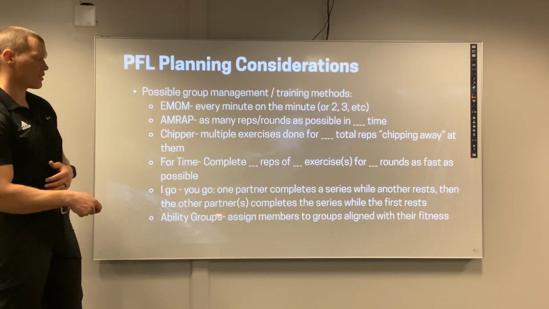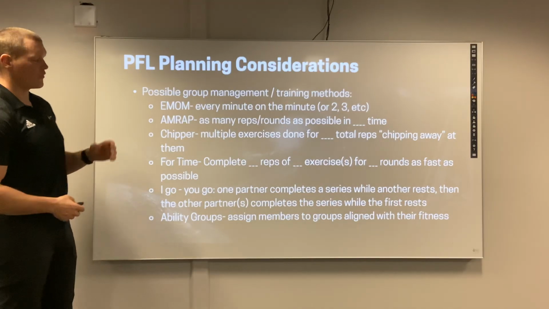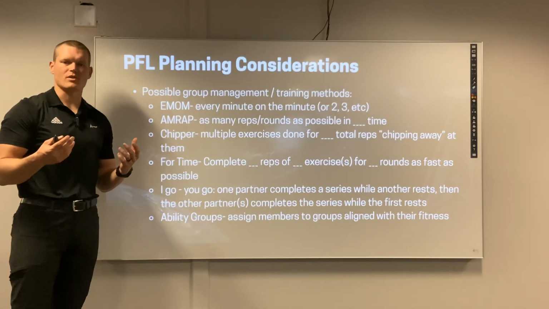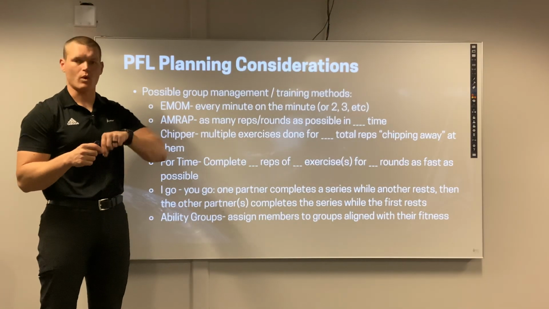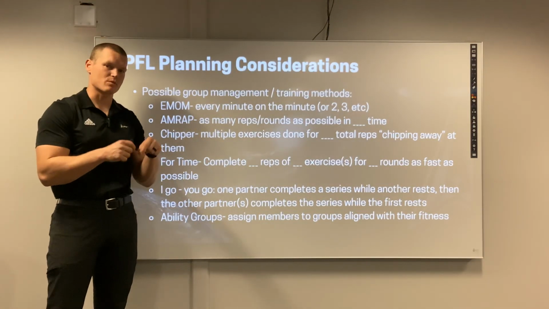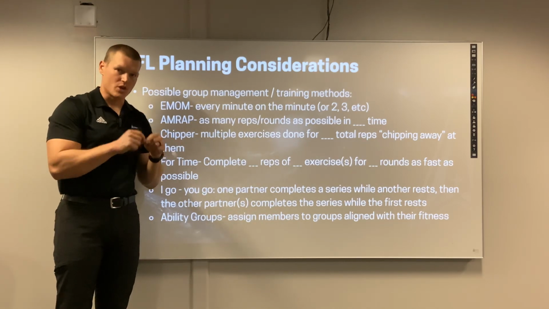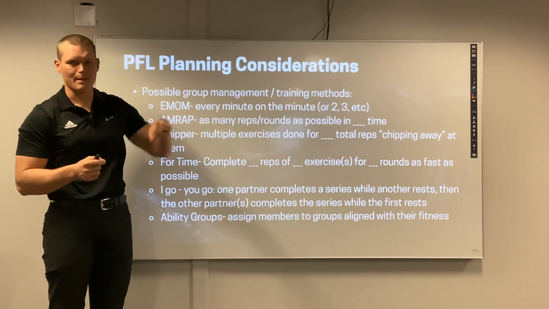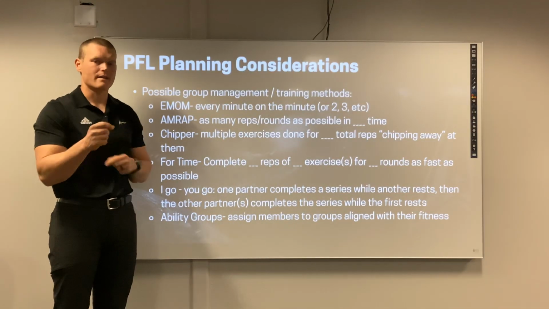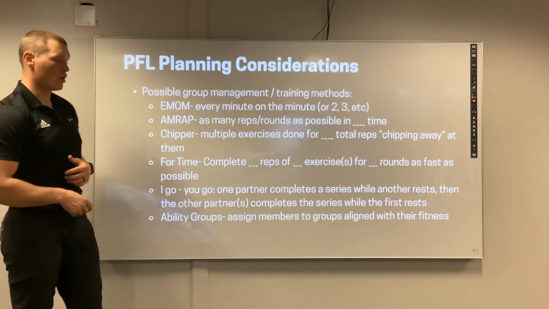Then the other partner or partners completes that series while the first person rests. So if we had, let's say, 1 lap on the track, I might have partner A go one lap around the track, and then partner B is resting while A is going. And then partner B goes as soon as partner A finishes that lap. So then partner B does 1 lap while partner A rests. And then that would be a you go, I go style of session for this overall training session.